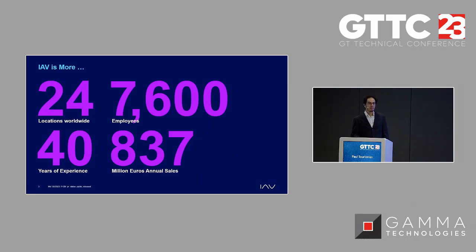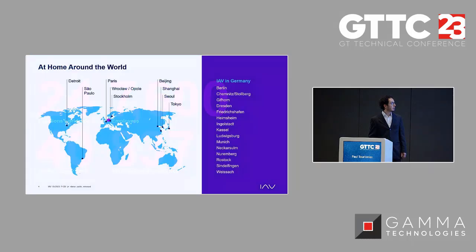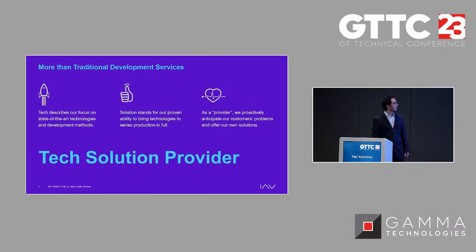The company IAV has been founded 40 years ago, so I am as old as the company today. And we are almost 8,000 engineers, employees, most of them are engineers. And we have lots of locations worldwide. Main centers are in Germany, and also one center in Detroit. So next week, if you missed today's presentation, you can get it next week also in Detroit. My colleague will take part of it.